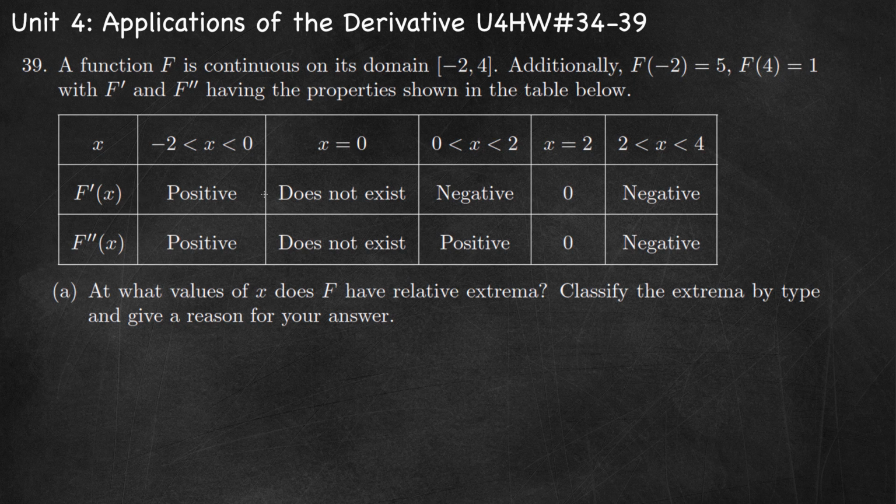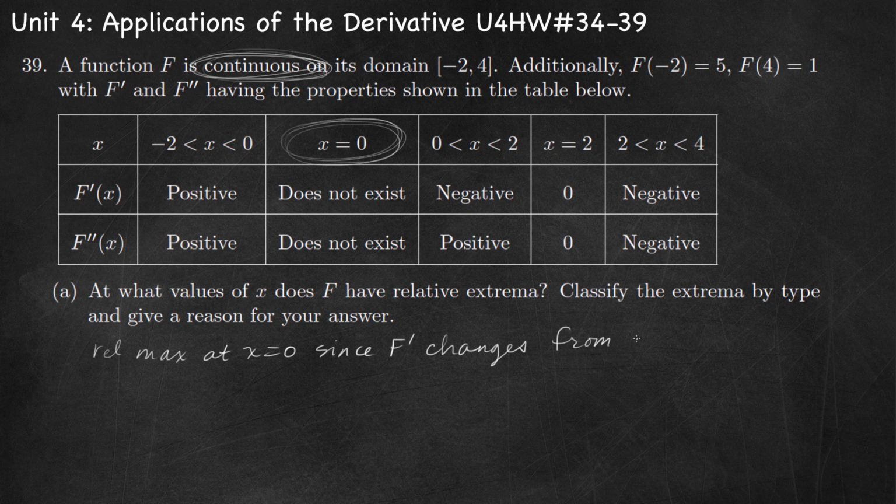And f prime is positive, and then when we hit 0, it changes, and after that it becomes negative. So this is potentially a max or a min. Since we're told that the function is continuous, then there has to be a point there. F of 0 exists. And so we have probably a cusp or a corner at that point. So it is going to be a maximum because the first derivative changes from positive to negative. So we know f is changing from increasing to decreasing. So there's a relative max at x equals 0 since f prime changes from positive to negative.